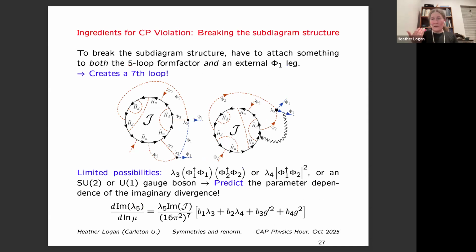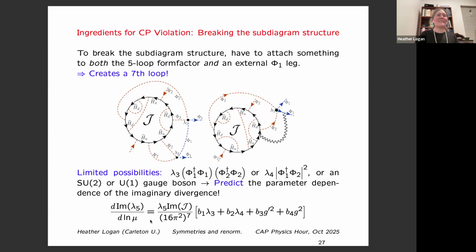right? And because there are limited numbers of ways you can do that, you can actually predict what the parameter dependence is going to be of the divergence of the imaginary part of lambda 5. I'll explain what this differential equation is referring to in a second, but basically you need a lambda 5 real part. You need this imaginary part of this gigantic J thing, okay? And then there are 2 different Higgs couplings and then 2 different gauge boson couplings that could show up. And we don't know what B1 through B4 are because we didn't even calculate any diagrams. Those are just some numerical coefficients in front, right? And this factor here is because it's 7 loops.